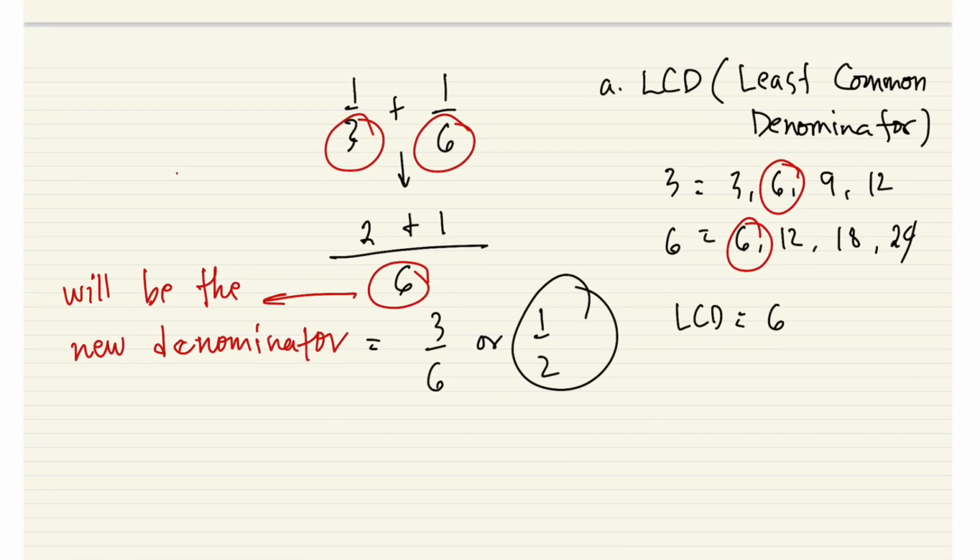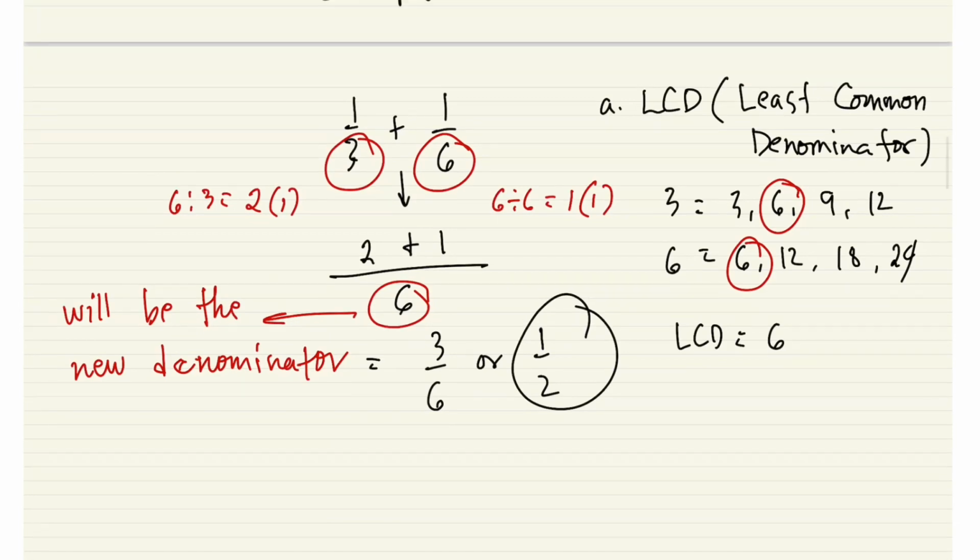Alright, and we use this as 6 divided by 3, the answer is 2. Then multiply to 1 times 1. Next we have here 6 divided by 6, the answer is 1. Then you multiply to 1. That's why we have 2 and 3.